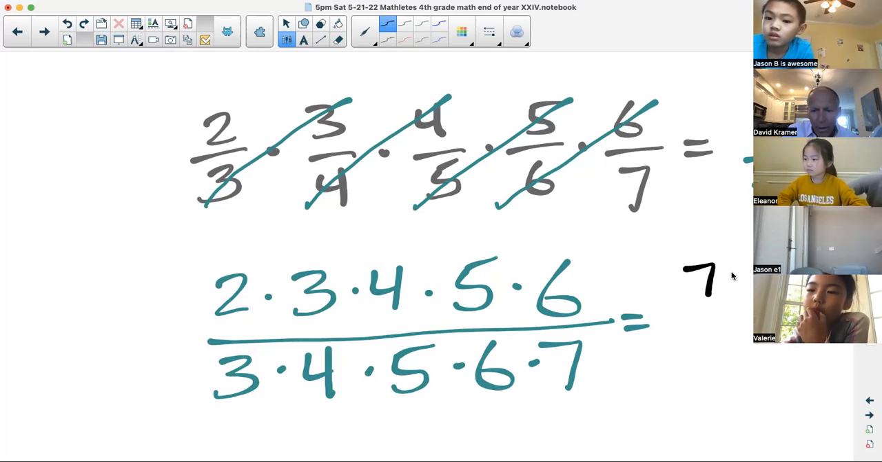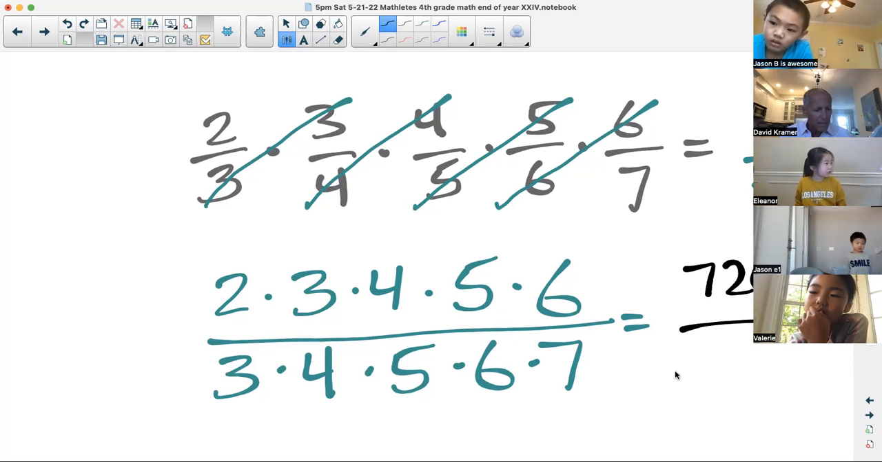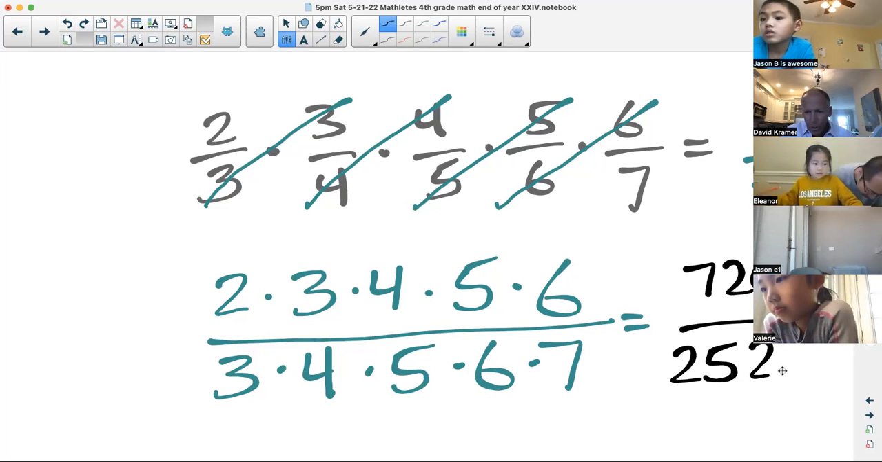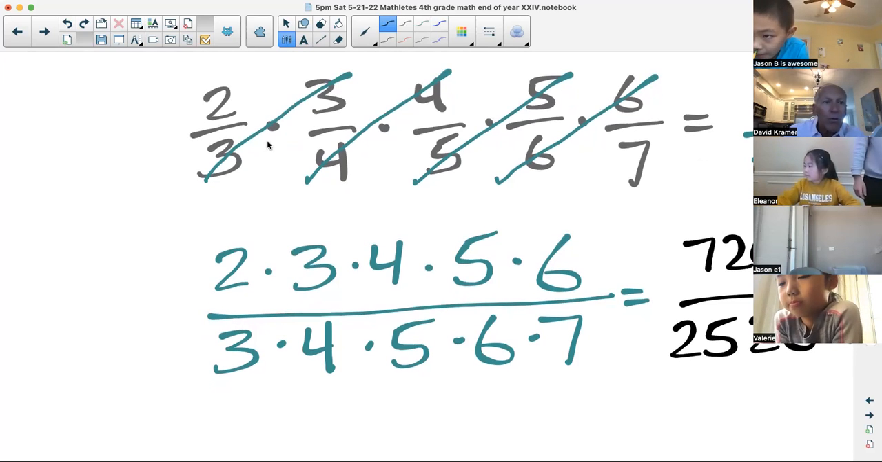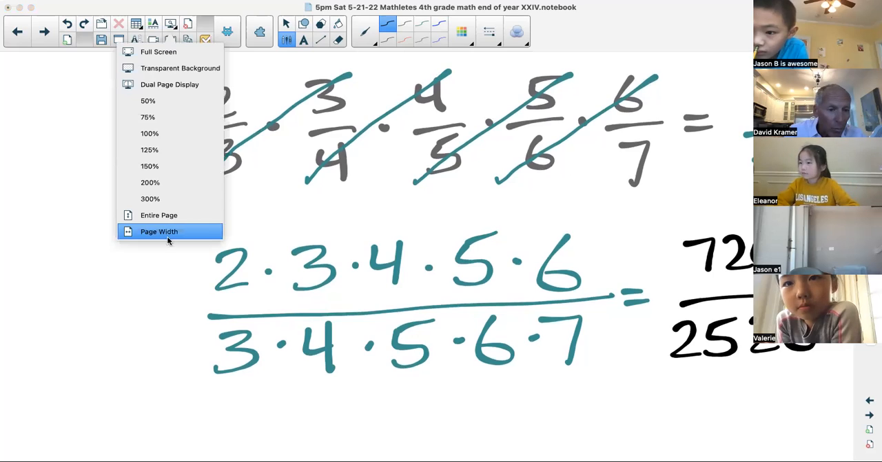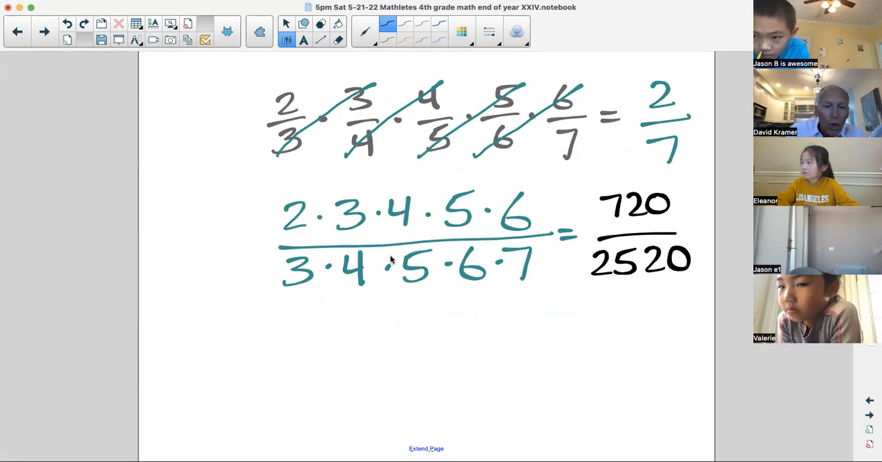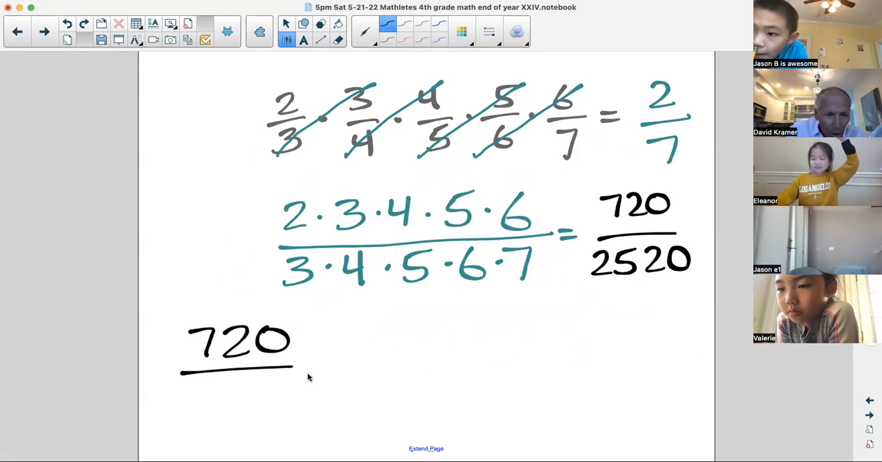The numerator is 720, okay? And let's see if I can figure out, the denominator is 2,520. Now, if we did that, which would be very, very silly when we could cross cancel, you would have to then take 720 over 2520.